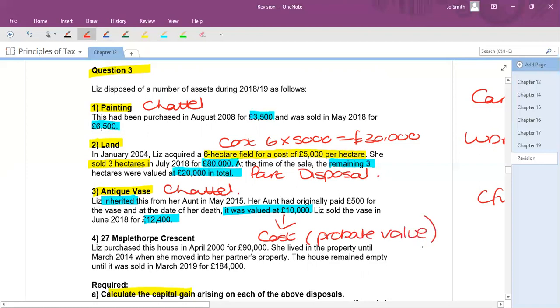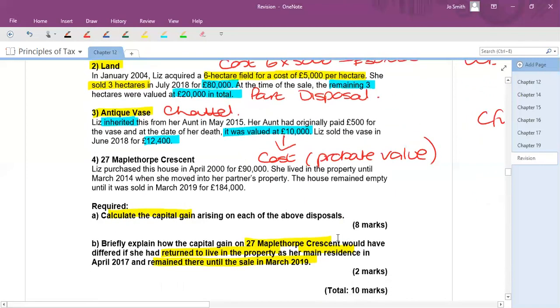So you ignore the original cost by the person that's died. And then the final one is about a property. So she sells a house. She originally bought it for 90,000.